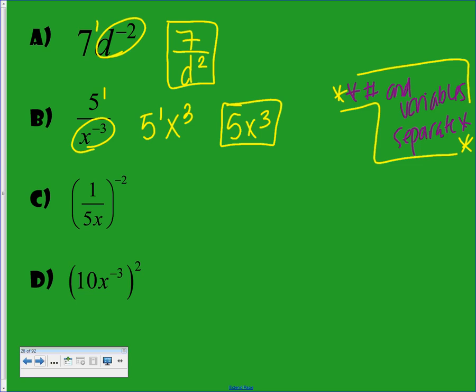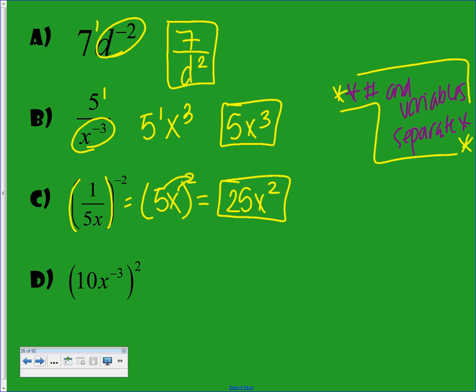Now part C is a full fraction. A full fraction to a negative, and because the thing is in parentheses, what I'm going to do is take the reciprocal first. Well, the reciprocal of 1 over 5x is just 5x, and because I took the reciprocal, this is no longer a negative 2, but just a positive 2. Now from yesterday, remember that if anything in parentheses is being squared, that square has to be distributed, so that becomes 25x squared. It's not 10, 5 squared is 25, and then x squared, because 1 times 2 is 2.